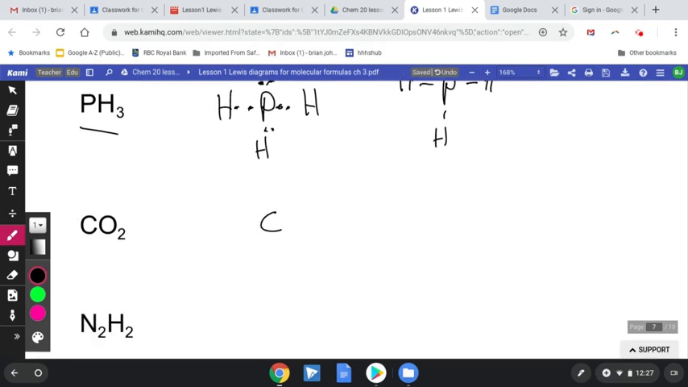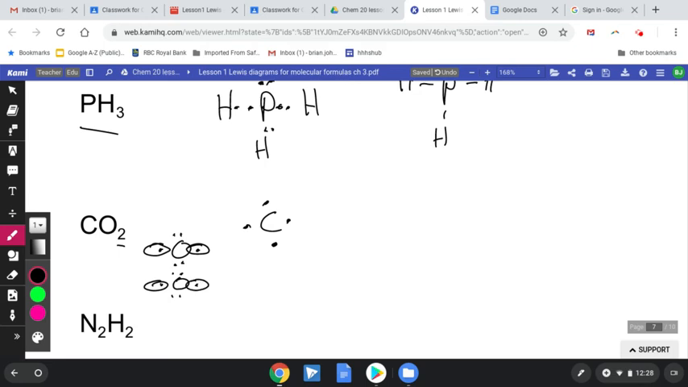CO2. So we have carbon and oxygen. Carbon has 4 bonding electrons. Each of the oxygens only has 2. So here's an oxygen atom with its 2 bonding electrons. You can kind of see where this is going to go if you make a prediction. We've got 2 bonding electrons for each of the oxygens.